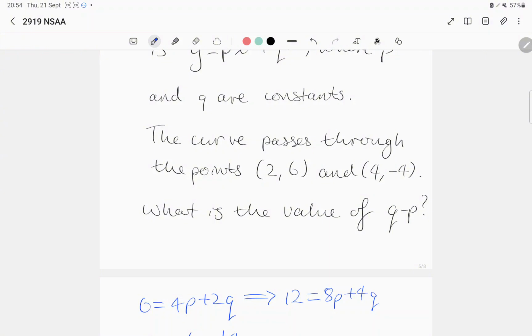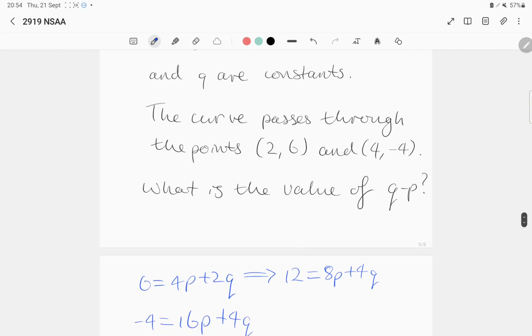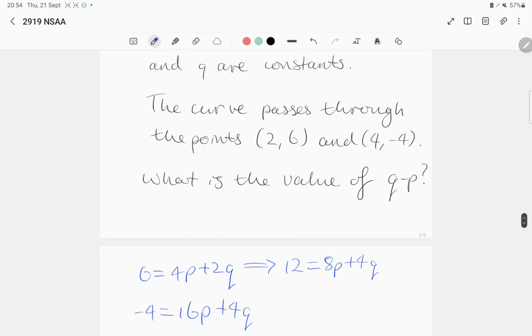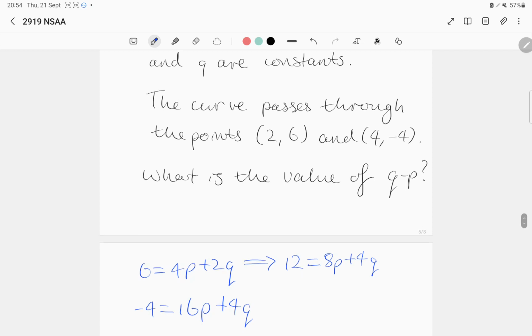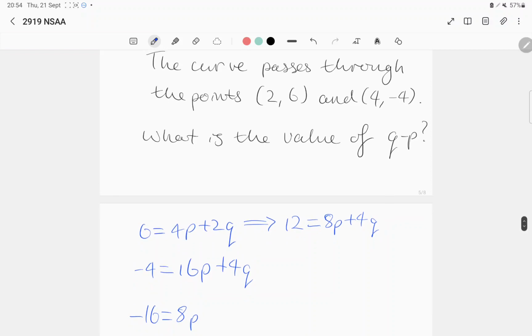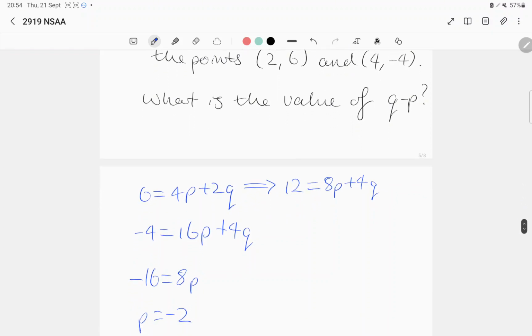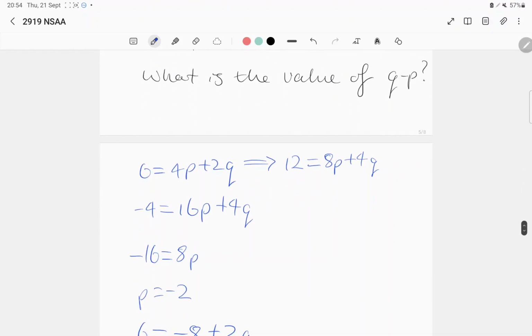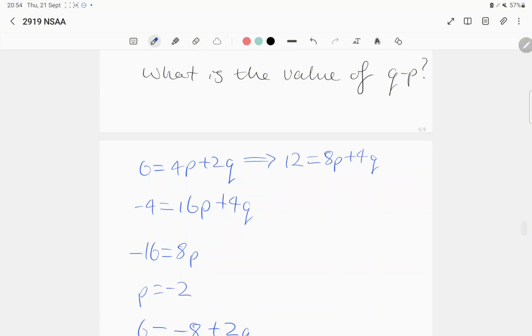Doing this with the first point gives us 6 equals 4p plus 2q. I will multiply both sides by 2 and write this as 12 equals 8p plus 4q, for reasons that will become more apparent later. For the second point, this will give us negative 4 equals 16p plus 4q. If we take the first equation away from the second equation, this should give us negative 16 equals 8p. The values of q, of course, cancel out because they're equal. Dividing by 8 gives us p equals negative 2.